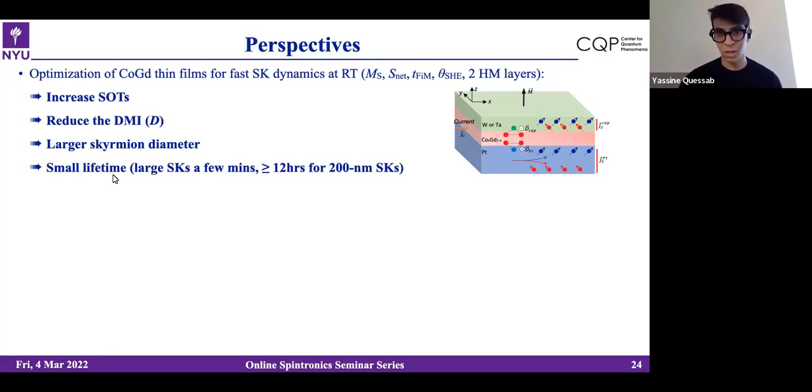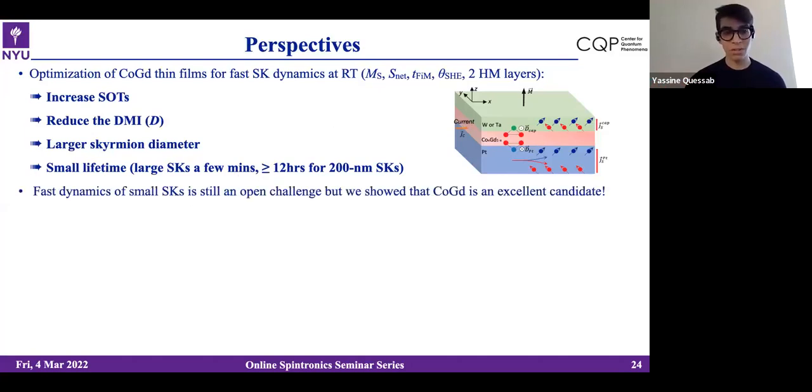So with that, you really see that it is difficult, like I said at the beginning of my talk, to satisfy all of the metrics at the same time, even though we had a very low saturation magnetization in our films, and that one needs to make some compromises in order to satisfy one of the metrics. And so the fast skyrmion dynamics of really small skyrmions is still an open challenge, but we showed that cobalt gallium is an excellent candidate.